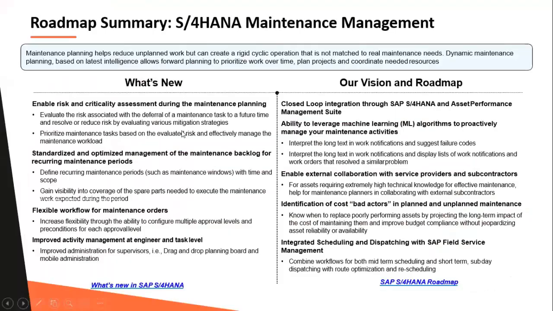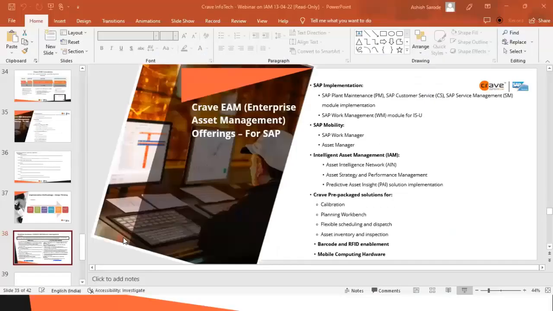Then this is the roadmap for S4HANA, considering S4HANA, what will be our roadmap. So these are the things which are available, like flexible workflow for the maintenance orders, and how the activity can be improved at management, like engineer and task level. So those details will be available. Now I will start the actual process flow, how our product is built and how the process flow will work for any industry, like preventive calibration breakdown. So I will demonstrate that.